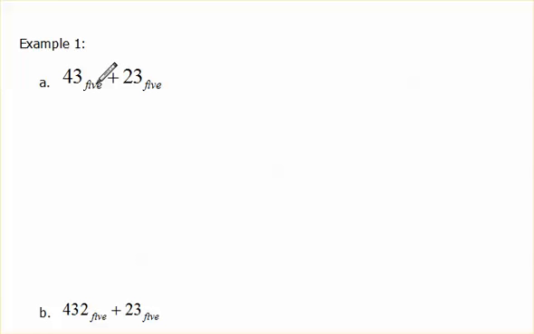So again, since we're working in base 5, we can only have 5 digits. So the digits that we're going to be working with are 0, 1, 2, 3, and 4. Because once you get to 5, now you're talking about a group of 5, so that place value would be moving over 1.